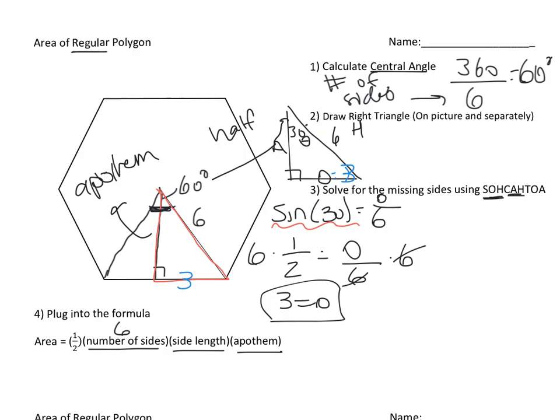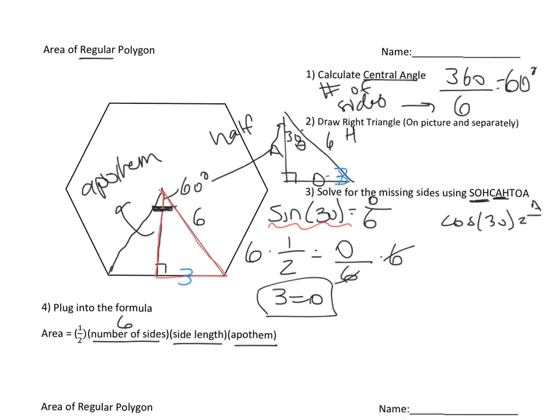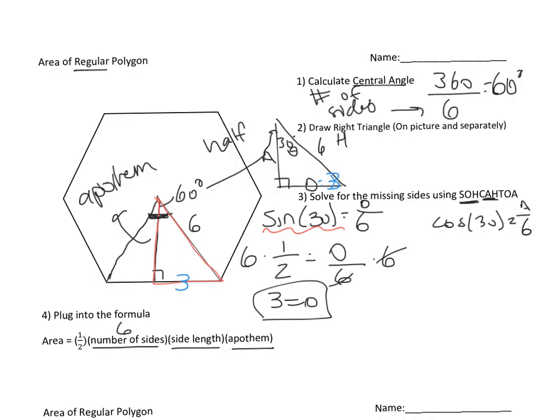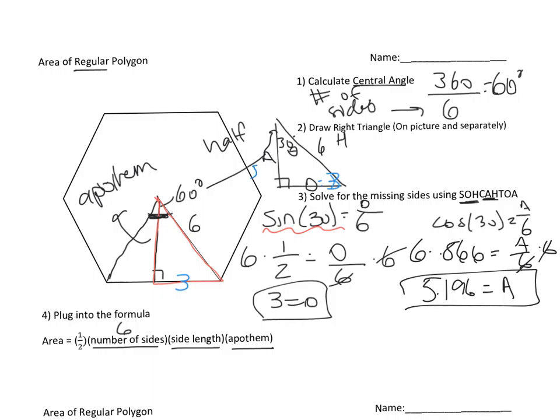Well, adjacent is a over h, so that's going to be cosine of 30 equals a over the hypotenuse, which is 6. Okay, cosine of 30 on your calculator is going to give you 0.866 equals a over 6. Multiply both sides by 6. So I get 0.866 times 6 gives me 5.196 equals A. So that's my adjacent side, 5.196. Okay, so that's this height right here, the apothem, 5.196. Okay, so we took the central angle, which is 360 degrees, divided by the number of sides.